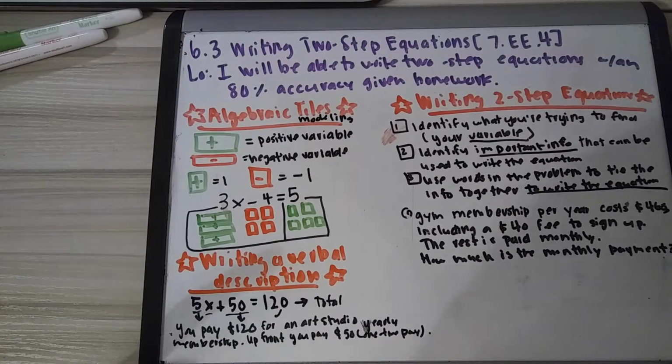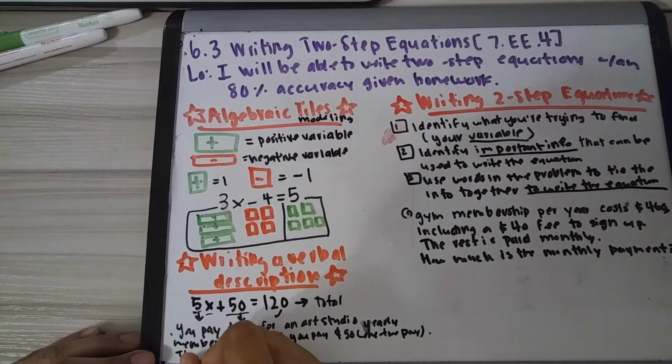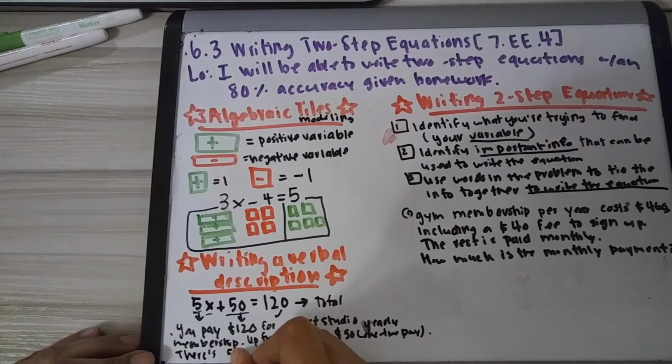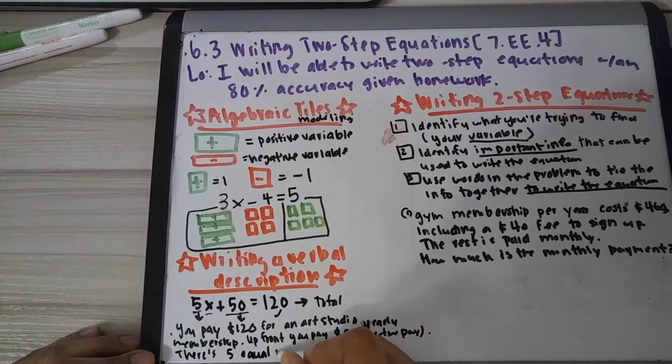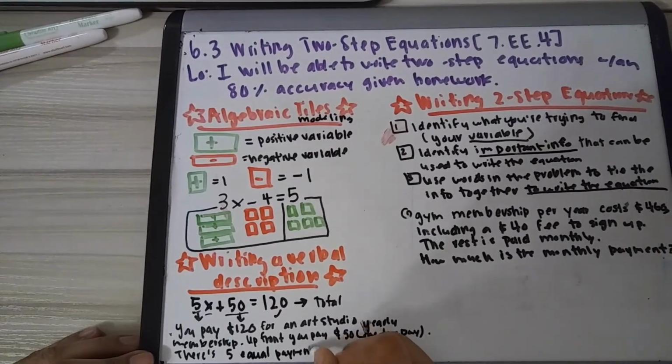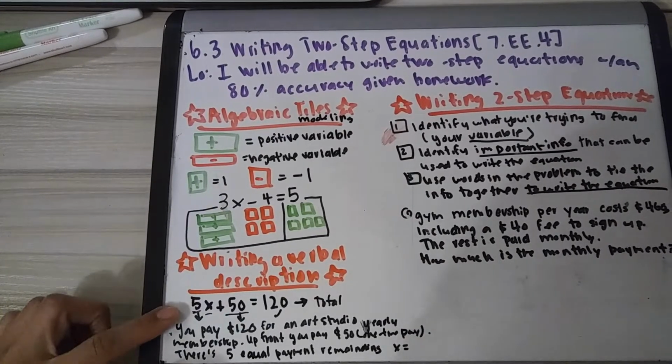Okay, and then say you pay $120 for an art studio yearly membership upfront. You pay a $50 one-time payment, and then there's 5 equal payments remaining. So if I want to try to figure out the value of x, I can do that.